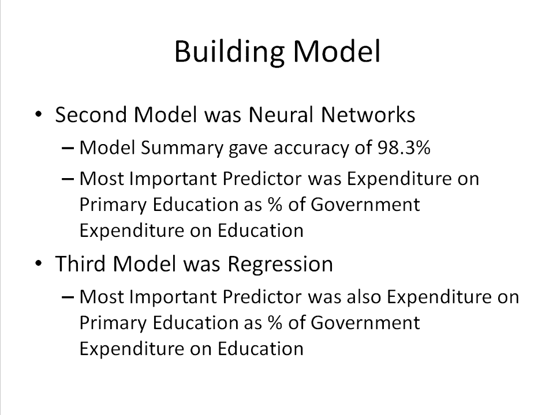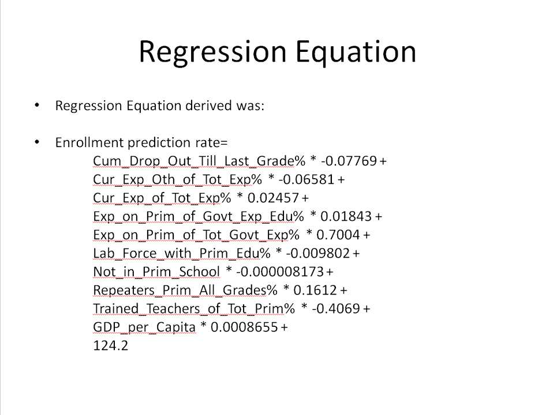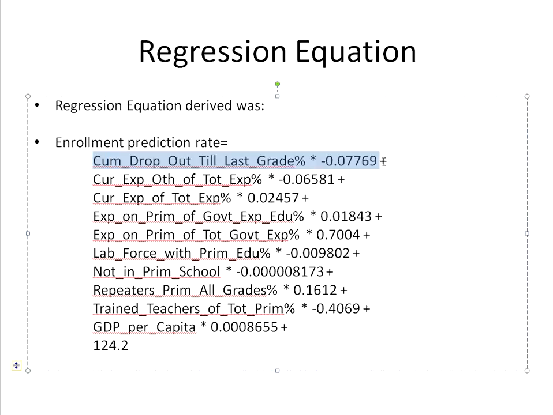The third model was regression, and the most important predictor was also the expenditure on primary education as a percentage of government expenditure on education. Now, the regression equation we got is here. As you can see, the enrollment prediction rate is determined by various variables. Each one has a different coefficient. In this case, I've highlighted the cumulative dropout rate. As you can see, it's a negative coefficient because, as I spoke of earlier, it has an inverse relationship with the target variable.